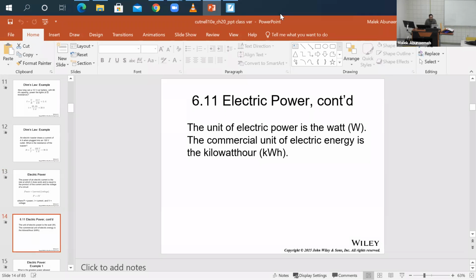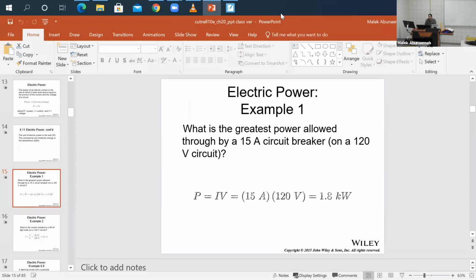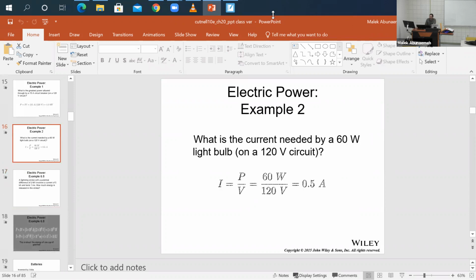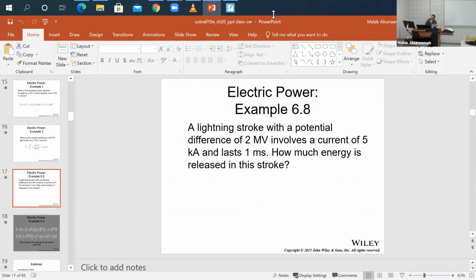Now the unit for electric power is watt. The commercial unit that we use is kilowatt-hours. So if it tells you what the greatest power is to a 15 amp circuit and 120 volts, it means your P equals IV, which equals 15 times 120, which is 1.8 kilowatts. Here's another question. Go right ahead. Find the current for a 60 watt light bulb on a 120 volt circuit. You should get half an amp.